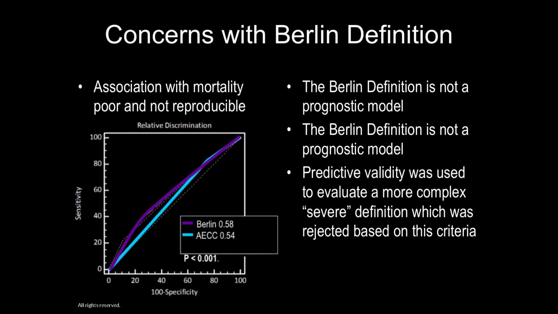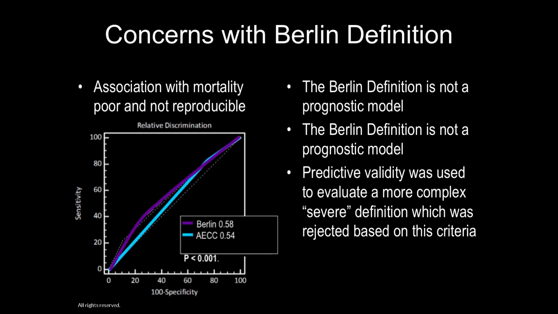A big critique is, hey guys, two things. First of all, who cares about an area under the receiver operating curve of 0.58? For those of you who don't live these numbers, APACHE is about 0.8-ish or so. So 0.58, and this difference between 0.58 and 0.54, really, who cares? I will tell you, this graph and this p-value is mostly irrelevant to the entire exercise, because the Berlin definition is not a prognostic model. That's such an important point, I put it up there twice.